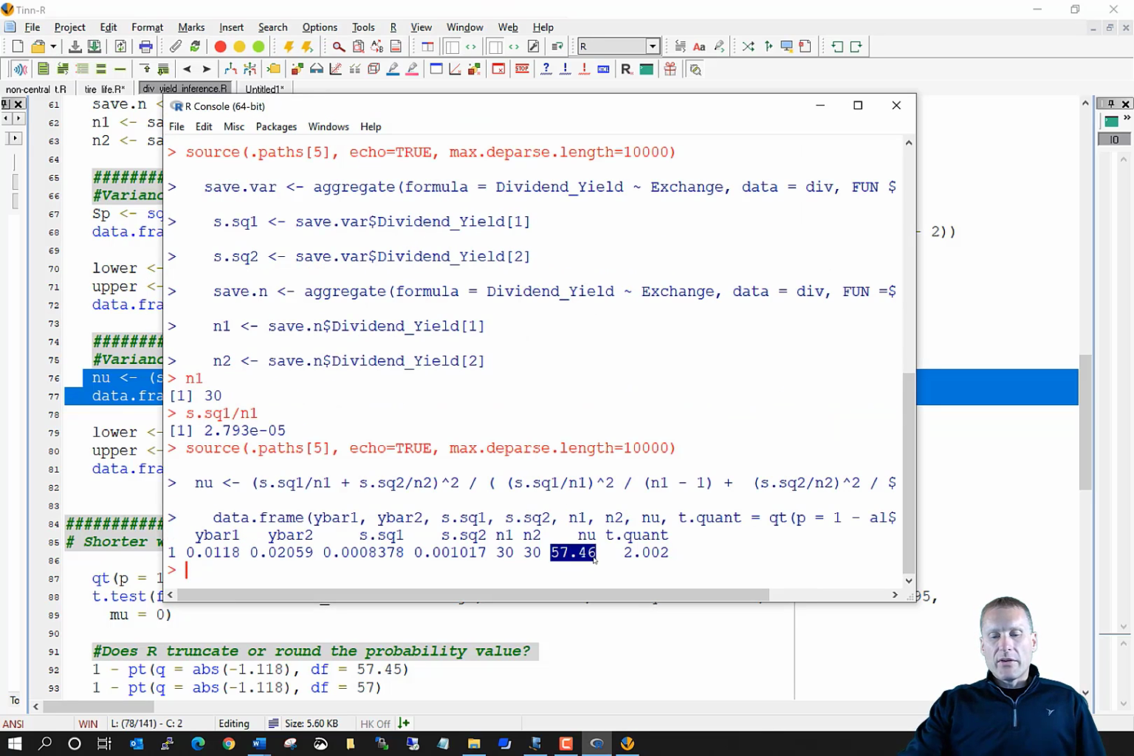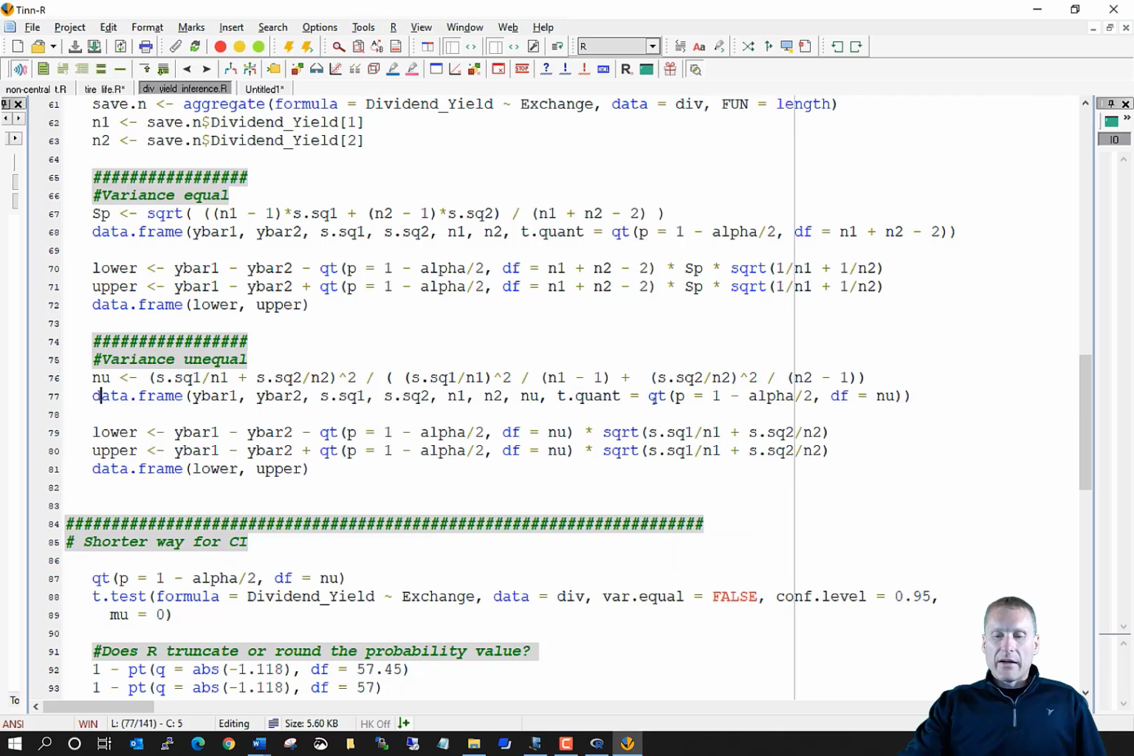Notice our degrees of freedom here is 57.46. The quantile from our t-distribution that we're going to need is 2.002. How did I find that? Well, in the data frame here, I used the qt function to find what I needed. Then it's just a matter of finding that lower and upper bound.